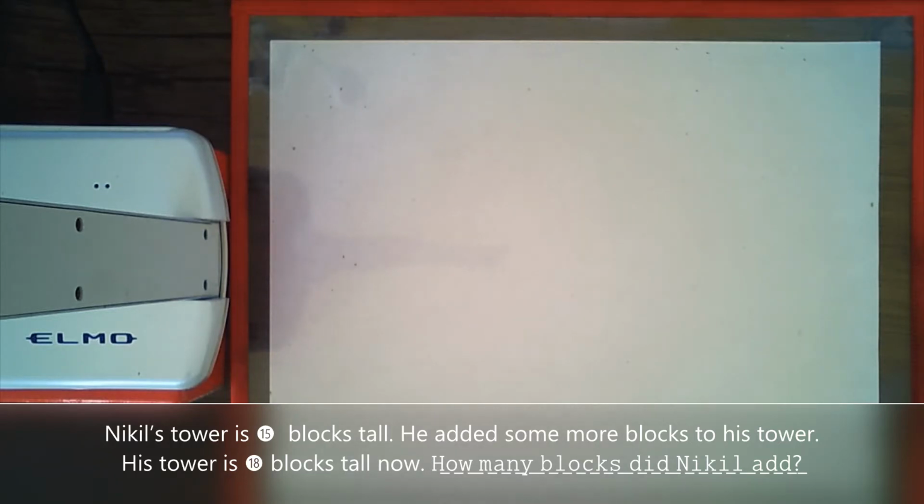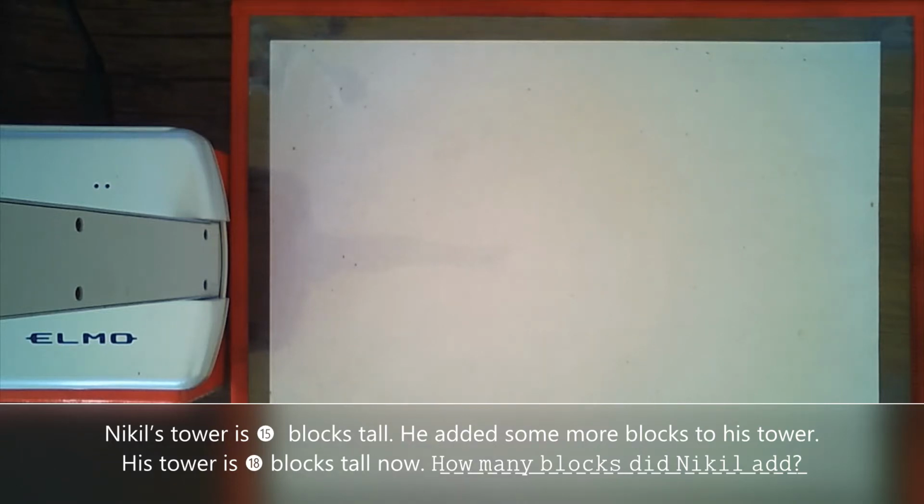So let's go back to the beginning again. Nikhil's tower is 15 blocks tall. I think that might be a part, but I'm not exactly sure yet. So let's keep going. He added some more blocks to his tower. Something about the words added some more tells me we're missing a part. I think we're missing a part. So then 15 might be representing a part.